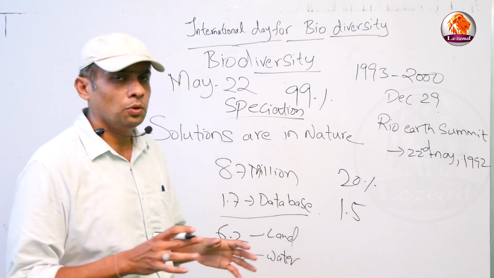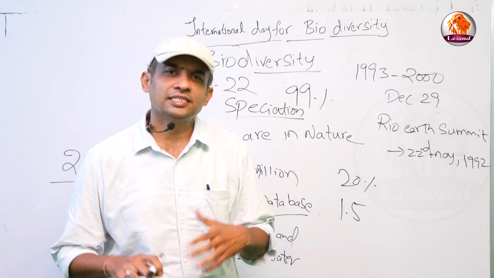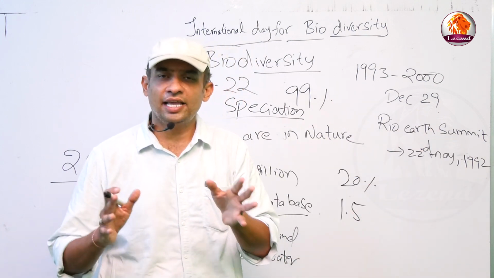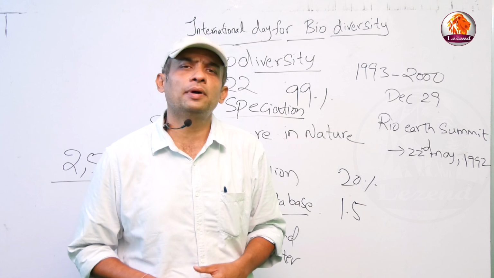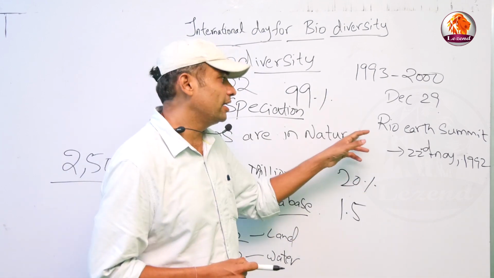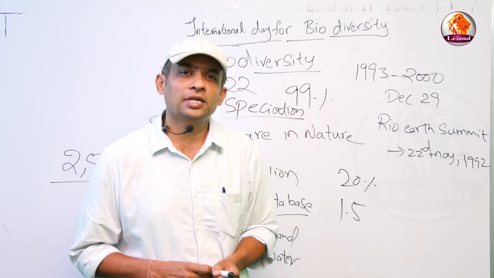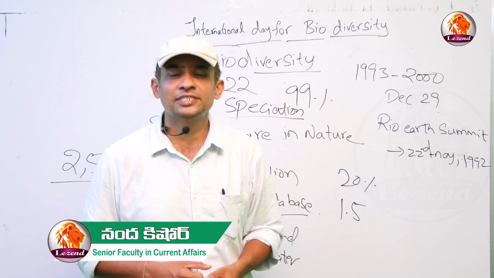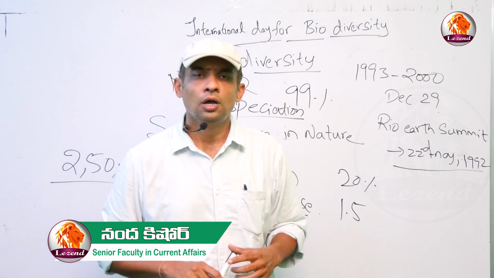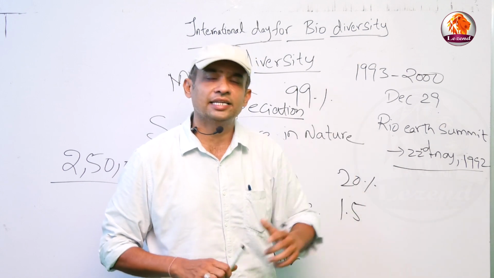That's the scientific part. So actually in 1992, the United Nations decided to observe December 29th as World Biodiversity Day initially. It was observed on December 29th till the year 2000. Later it was decided that this will be observed on 22nd May to commemorate the importance of the Rio Earth Summit, which happened on 22nd May 1992. So that's how World Biodiversity Day has been observed since then.